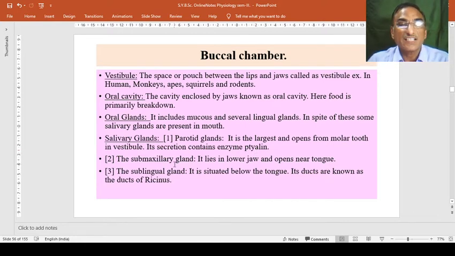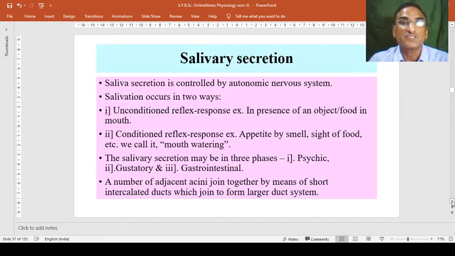Second, the submaxillary gland. As the name suggests, it is located in the submaxillary zone, means it lies in the lower jaw and opens near the tongue. Third is the sublingual gland. The lingual organ is the tongue, so naturally this gland opens at the base of, or below, the tongue. Its ducts are known as the ducts of Ricinus, or Rivinus also. The name Rivinus is also given.